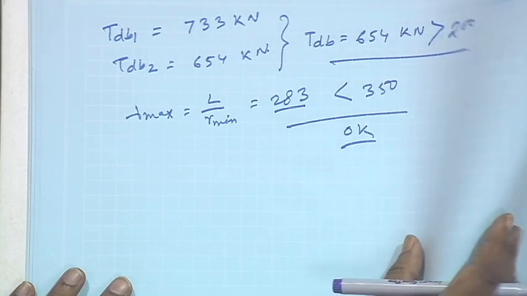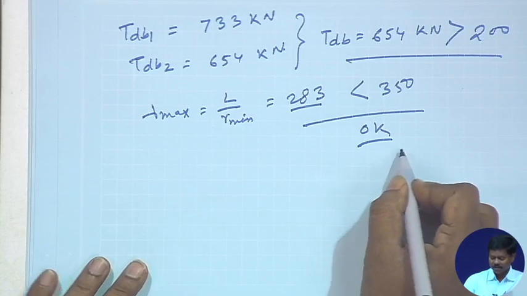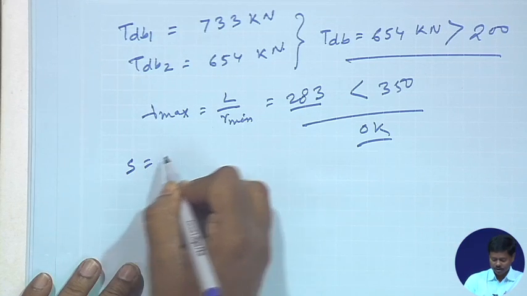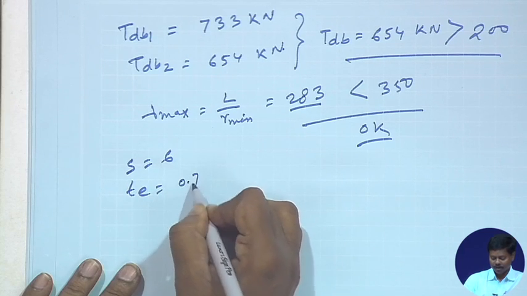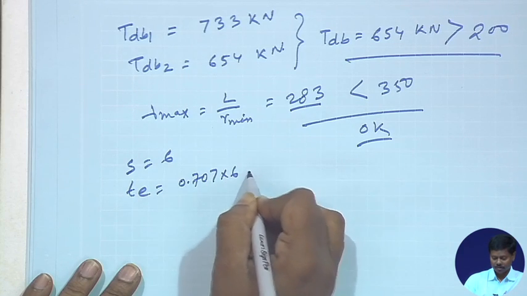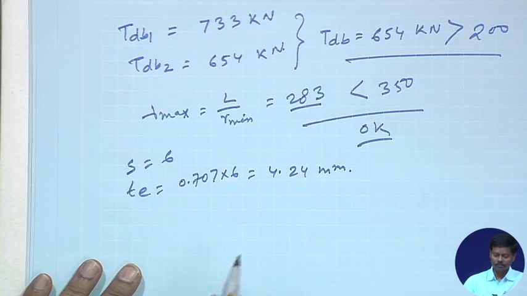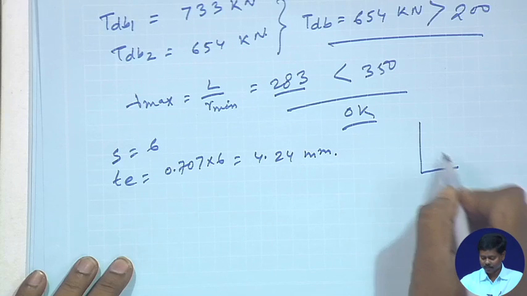So, here member thickness was 10 mm. So, we can assume the size of the weld as 6 mm, because 3 mm will be minimum. So, we can assume 6 mm. If size is 6 mm, then T will be 0.707 into 6, that is 4.24 mm, right.